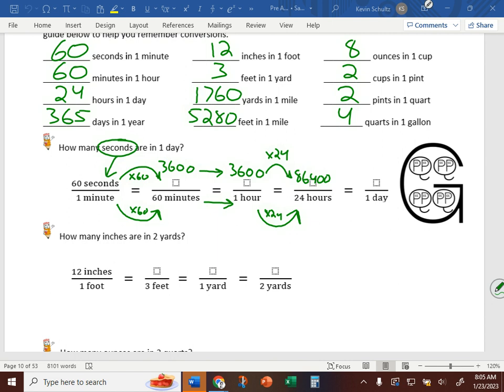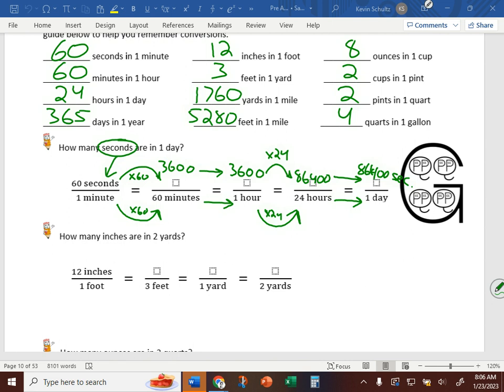Okay? And now that we're there, it's going to be a conversion. 24 hours to 1 day. This doesn't change. And so there are 86,400 seconds in 1 day. Right? That's your process every time. Scale factor, conversion. Scale factor, conversion. Scale factor, conversion, right? Did we do this one? I think we did. Yeah.